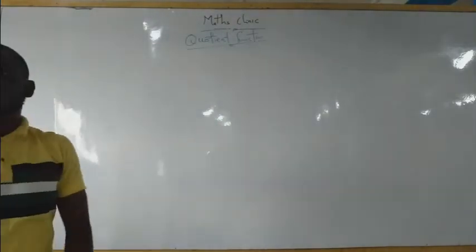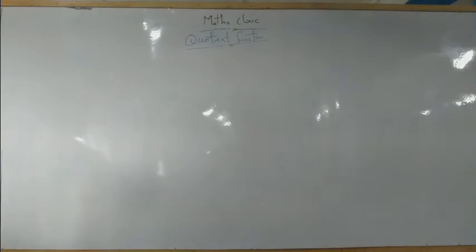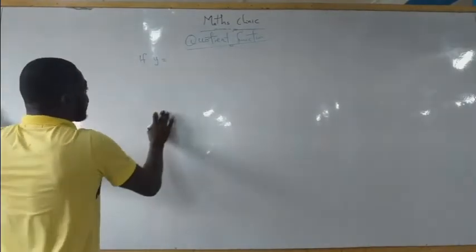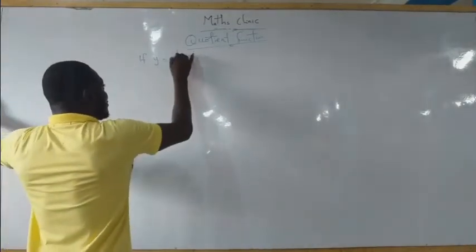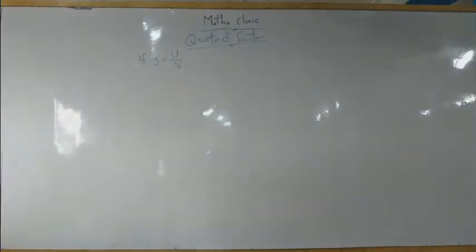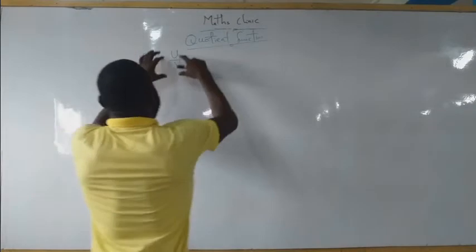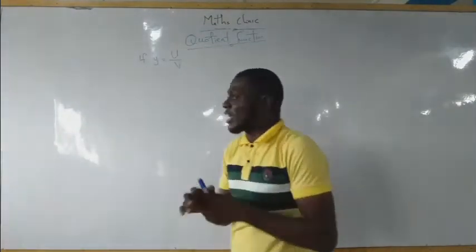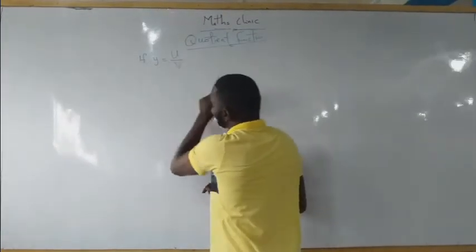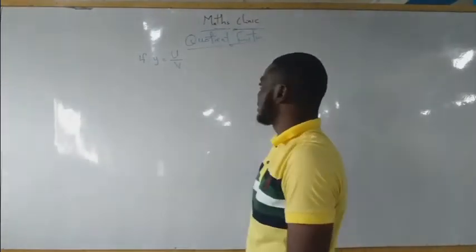What we'll be looking at is the quotient function. What do we mean by quotient? Quotient means division. If y equals u over v, and not v over u, take notes, but u over v and not v over u. This is all for the quotient function. Check your dictionary: quotient means division. We have the division sign because of this. So that's why you call it quotient.